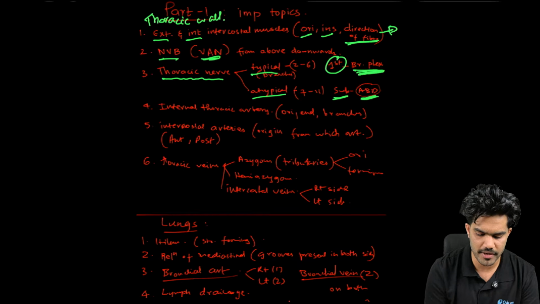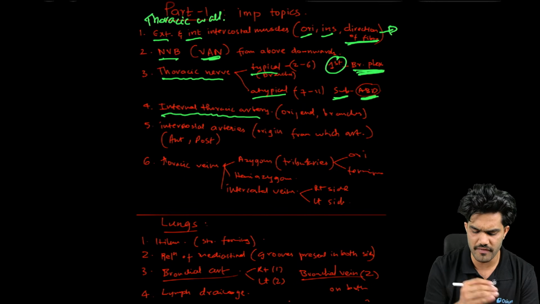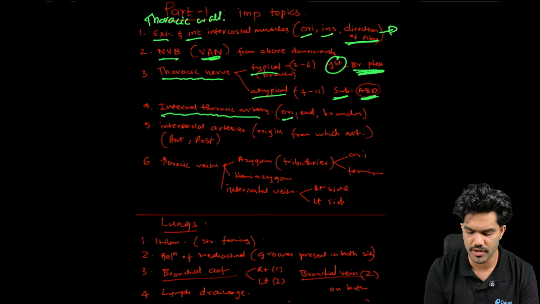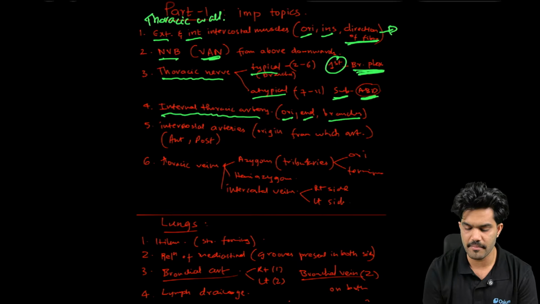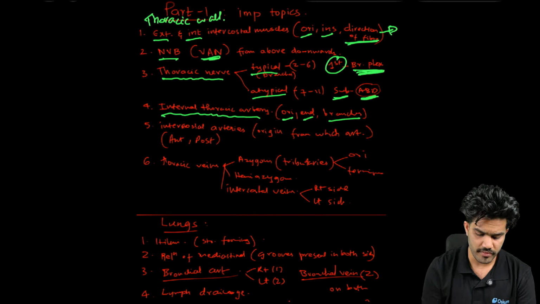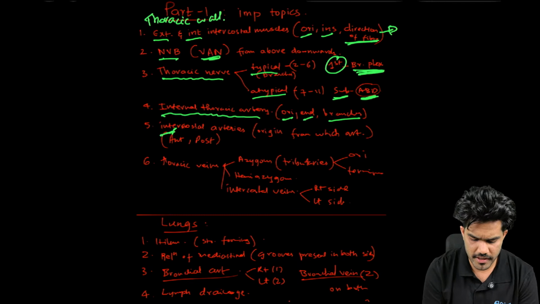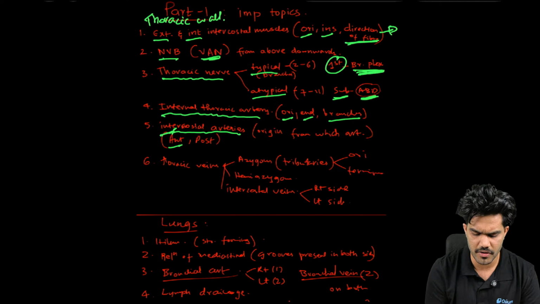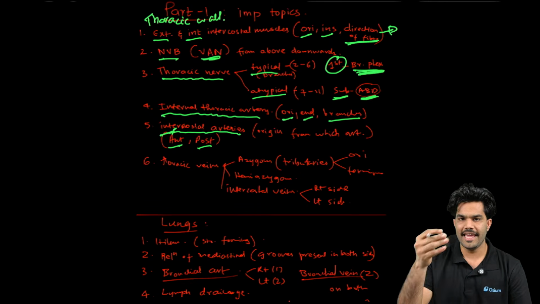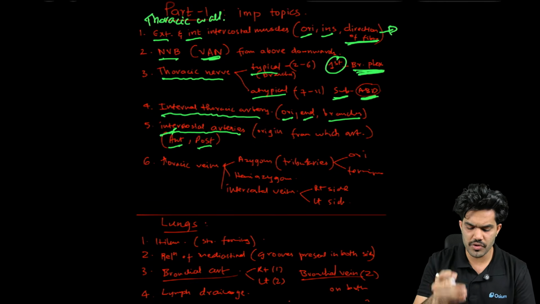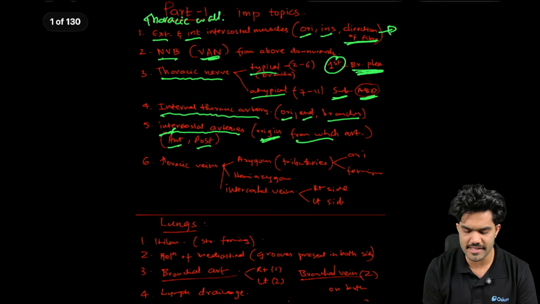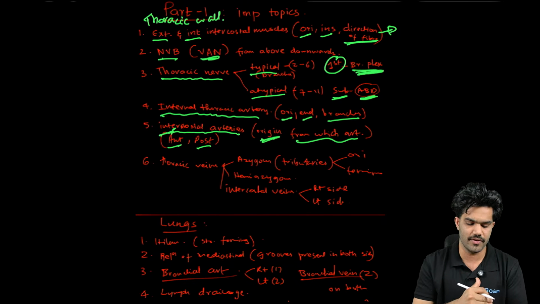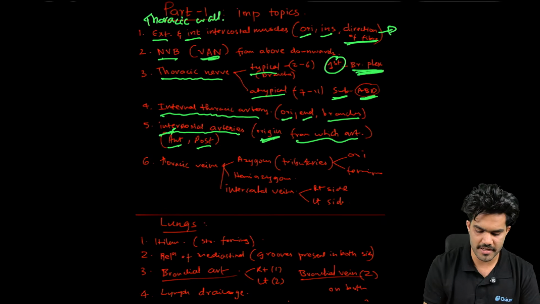Next important topic in thoracic wall will be internal thoracic artery. You should know everything about internal thoracic artery, mainly the origin, ending, and branches. Okay, let's talk about the next topic, intercostal arteries. We have anterior intercostal arteries and posterior intercostal arteries. In these arteries, we have to know the origins, from where they are arising, for you to master the MCQs.